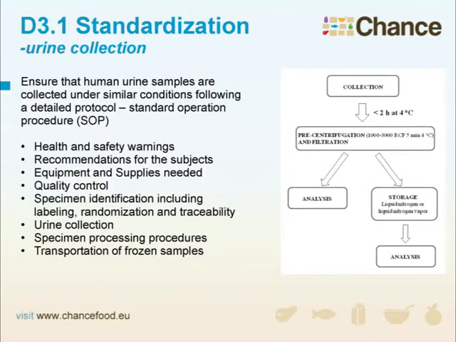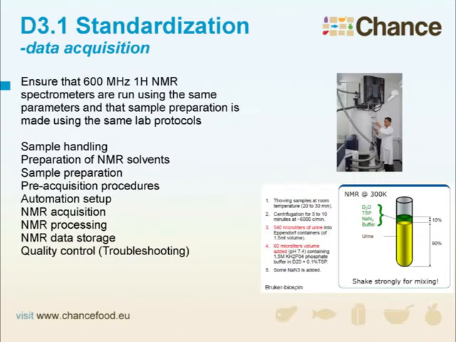So a major task of our metabolomics work package was actually to standardize, to make sure that the NMR equipment and the urine collection and everything was exactly the same, so the results that we obtained in Florence and in Copenhagen were comparable. So there was a lot of standardization concerning urine collection, storage and transportation, and a similar amount of different parameters for acquiring NMR spectra. Sample handling, preparation of solvents, automation setup, acquisition, processing, and everything.